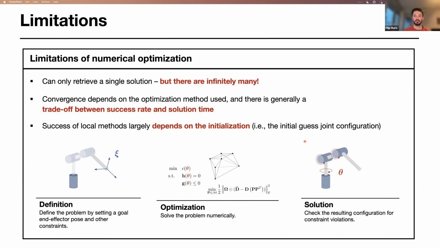And yeah, so now taking a step back again, we can see that regardless of the advantages provided by a specific representation, all approaches based on numerical optimization share the same fundamental limitations. Importantly, they can only return a single solution when, in most cases, there would exist infinitely many, and there's generally a trade-off between success rate and solution time. Also, the recovered solution and the convergence of these methods heavily depend on the initialization that's used. So specific knowledge is necessary to enforce certain types of solutions.